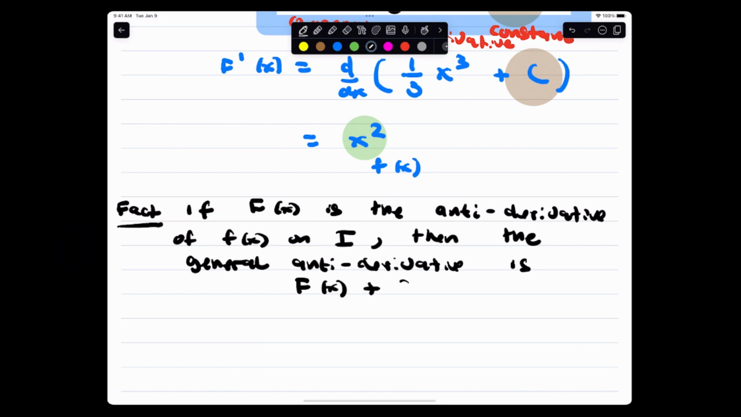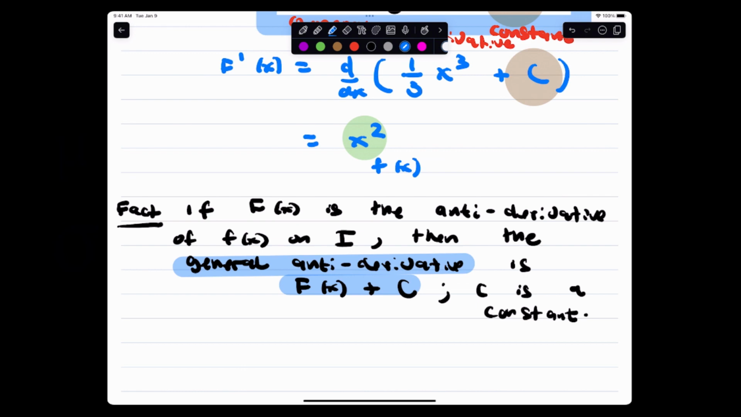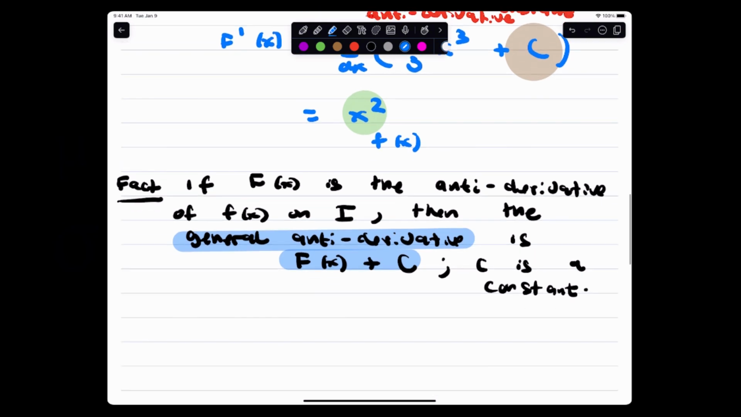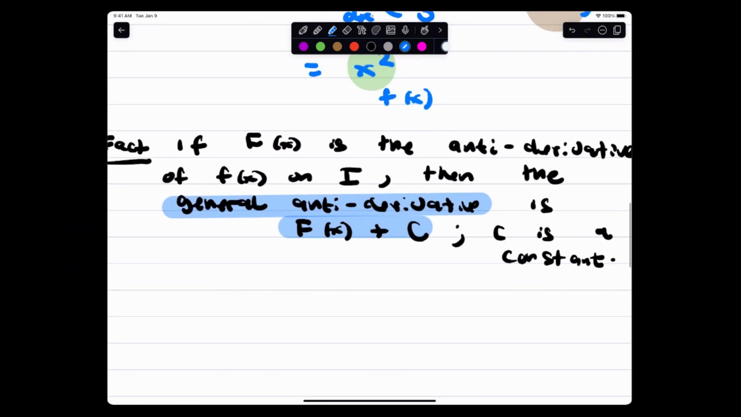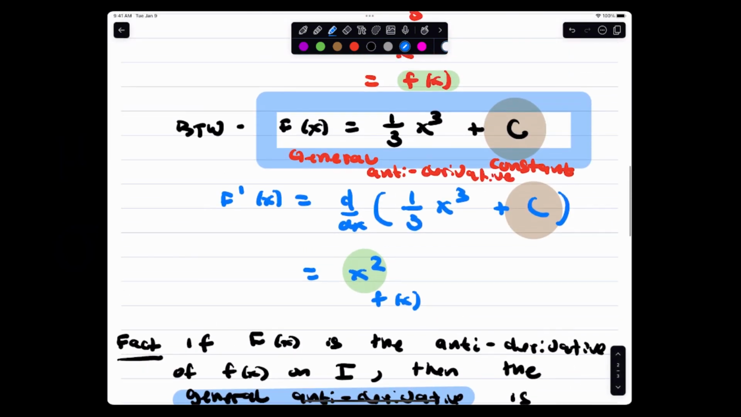F of x plus c, where c is a constant. Okay? And that's just exactly what I gave you, in all honesty. This is a general antiderivative by definition. And that's what you always want, the general antiderivative. And the notation they use is this capital F. Okay, so this is the general antiderivative. Easy peasy lemon squeezy.